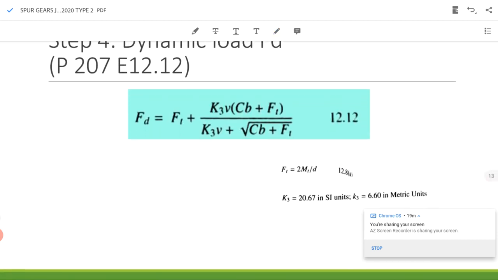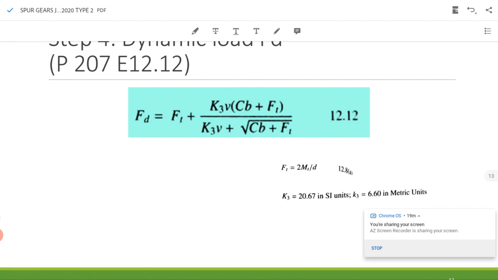In order to find fd and fw, this is our equation, equation 12.12. In equation 12.12, ft equal to 2mt by d, that is equation 12.8a. mt is known, mt is equal to 2.38 into 10 power 5 newton millimeter. Diameter d1 is also known, diameter d1 equal to 171 mm. I will get Ft equal to 2785 Newton.